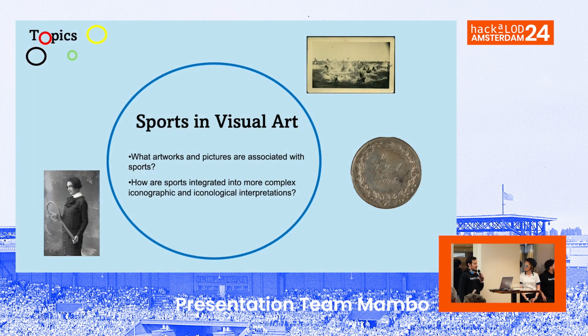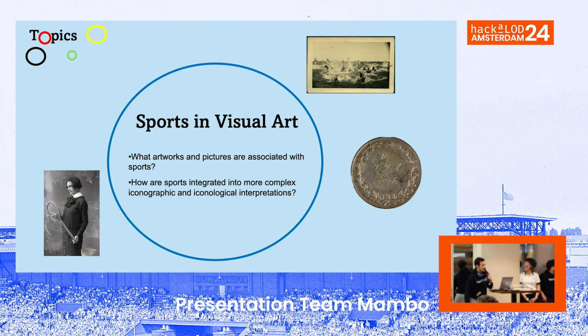The first theme is sports in visual art. We were looking at all the artworks that were present in the sources that we analyzed. We extracted all the paintings and all the artworks that had something to do with sport by looking at taxonomies like IconClass or other thesauri of the resources.